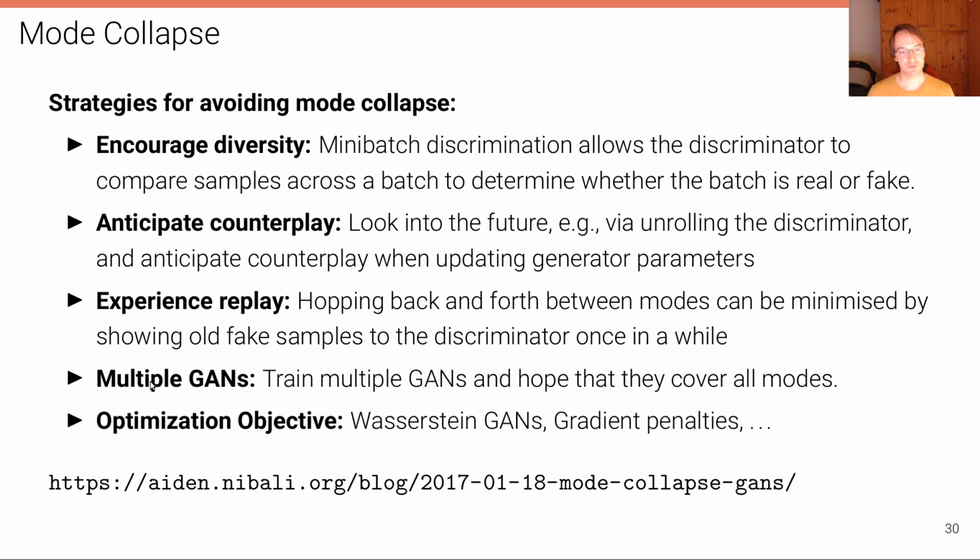We can of course also train multiple GANs in the hope that multiple GANs cover more modes, but this is a very heuristic strategy, and it's also of course more time consuming because you need to train multiple GANs. And more recently, there have been new optimization objectives and regularization functions developed, such as Wasserstein GANs and gradient penalties, which also lead to better convergence of GANs and that are now commonly used in practice.